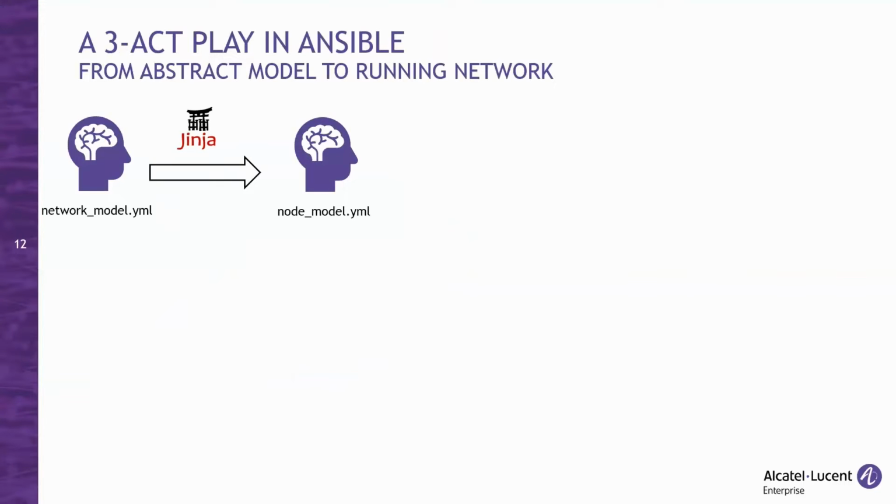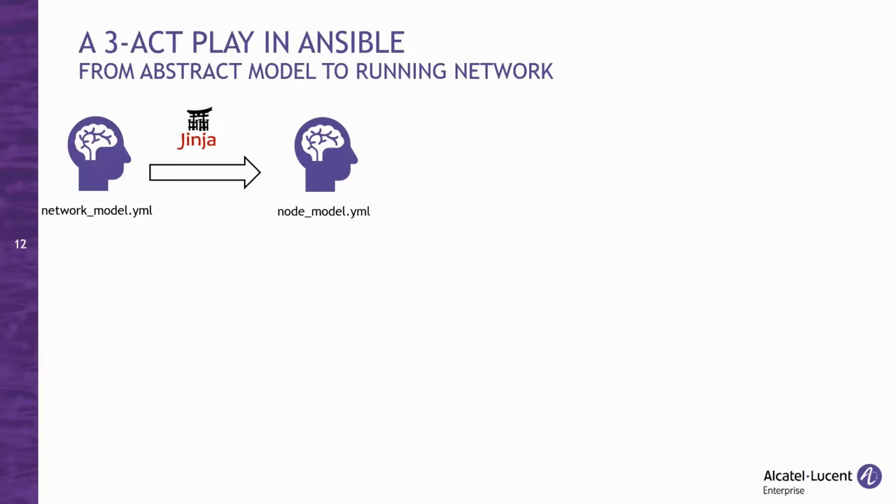In the first step, we take the abstract network model and translate that to a node model. This is done using Jinja templates. This may be more clear when we see the demo, but the difference between the network and the node model is that the network model has things grouped by function, whereas the node model has things grouped by node. Going from network to node model is an intermediate step that helps with the next step. It would be much more difficult to go from network model directly to configuration files in one go.